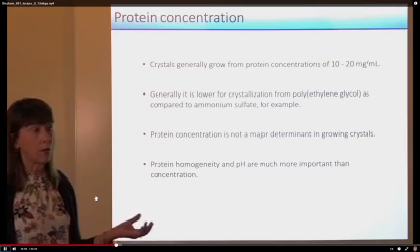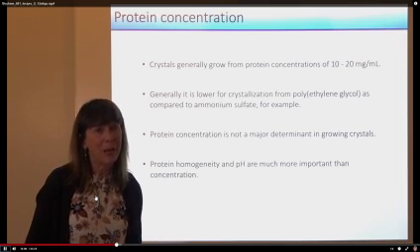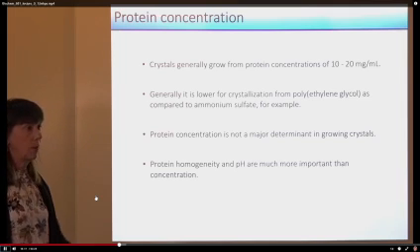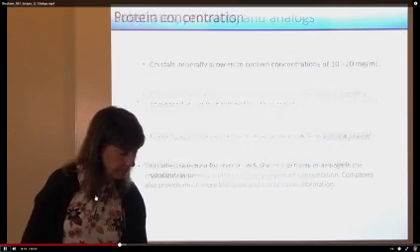Now, one of the proteins I worked on when I was in Oregon was thermolysin. That was 400 mg per ml. So you can get that concentrated. As I said, it's generally lower for crystallizations from polyethylene glycol 8000. The protein concentration is not the major determinant, but it certainly can help. But what is really going to help is the purity of your protein, and the pH.